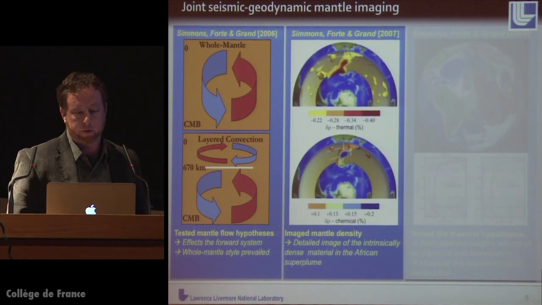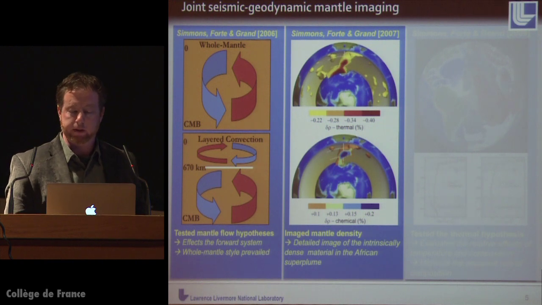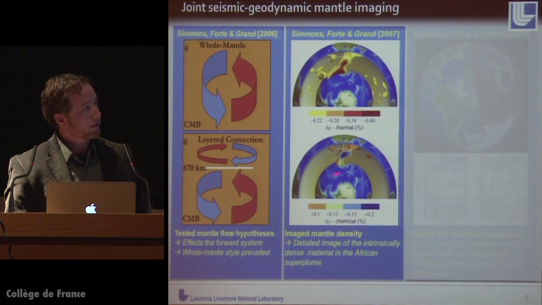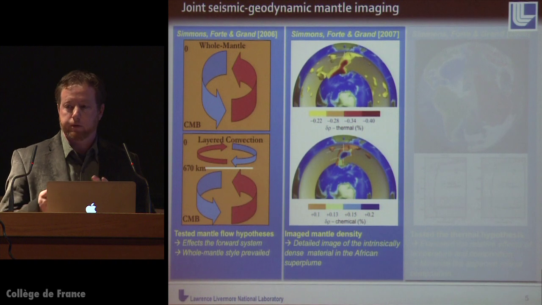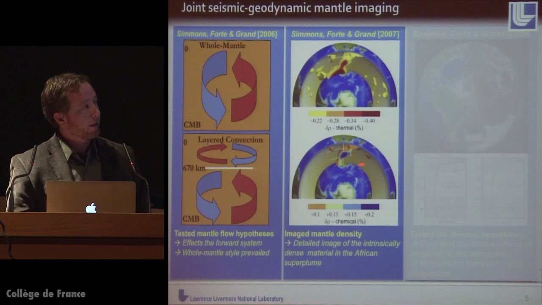After that study, we were more interested in trying to figure out what compositional anomalies might be in the Earth, and particularly in the mid-mantle. By separating out the compositional and thermal effects, we found entrained dense material in the mid-mantle of the African superplume. So this is material that's been swept up into this upwelling, and it's compositionally distinct material.